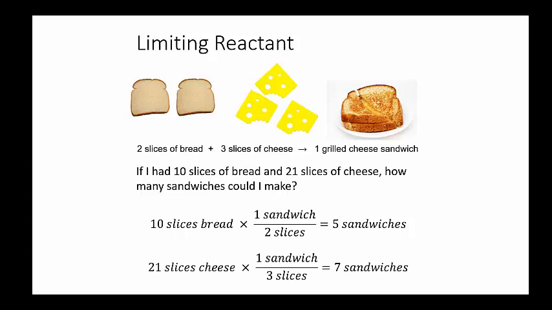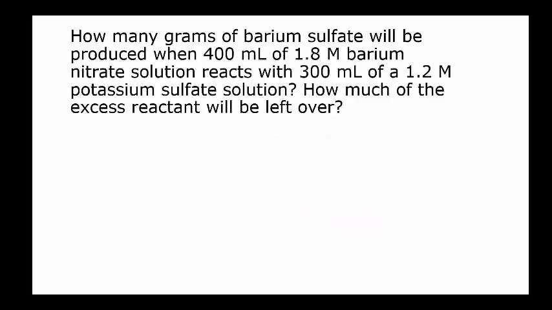And that means that we could only actually make 5 sandwiches because the bread limits the reactant. Right? So it's a limiting reactant. It limits the amount of product that we can form. That would make cheese our excess reactant in this particular problem. We just want to apply the same idea to more chemical related problems. So let's take a look at an example.